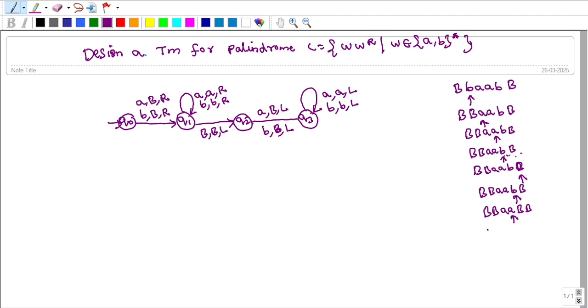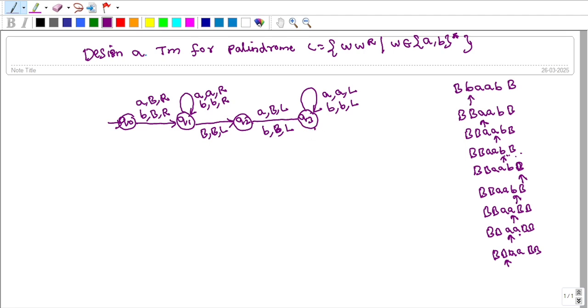So I see A here. So B, B, A, B, B. Now I replace A by A, move on the left. Again A is there, still we stand in the same state called Q3. A is replaced by A, move on the left. So when you move on the left, now you see B. Now when you see B, B will be replaced by B and move on the right.